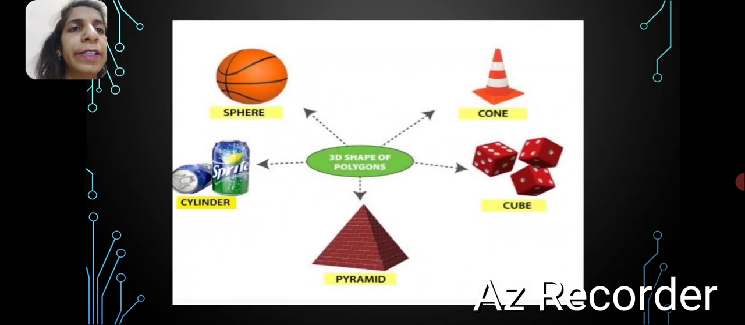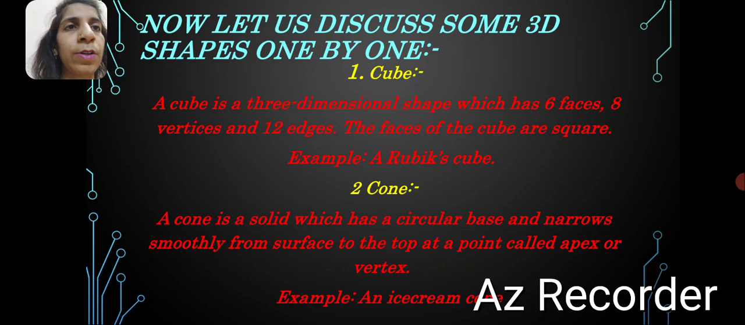Next, let's see 3D shapes of polygon. There are various types of three-dimensional shape. One is sphere, next is cylinder, pyramid, cube, cone. If you know many more examples of three-dimensional shape, please let me know in the comment box. Now let us discuss some one by one.